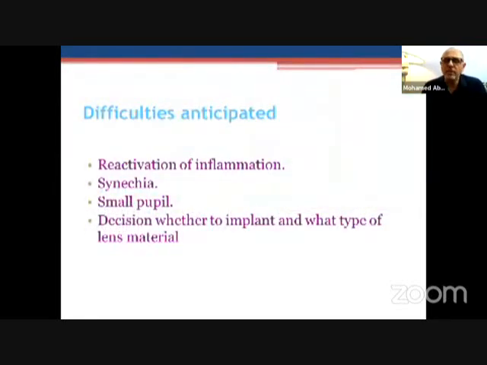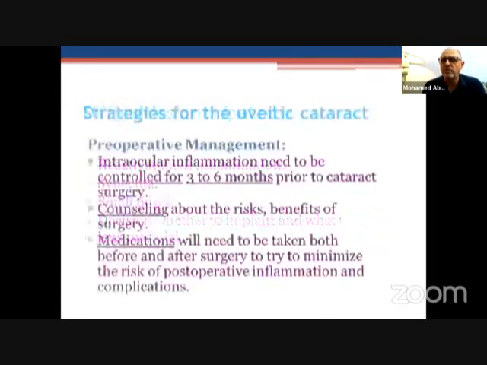Phaco and uveitis. There are certain problems that you anticipate when you're confronted with a patient of uveitis. The most important of which is reactivation of the inflammation. Synechiae, small pupil, decision whether to implant or not, and what type of lens material if you're going to implant.